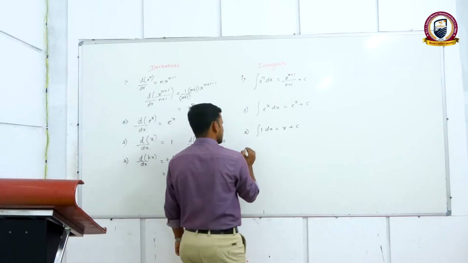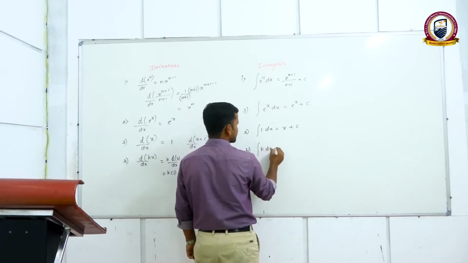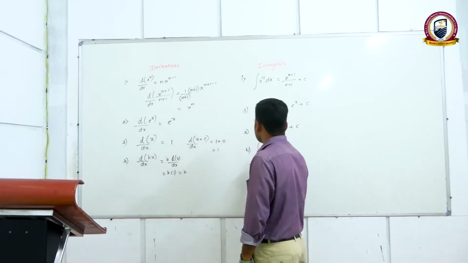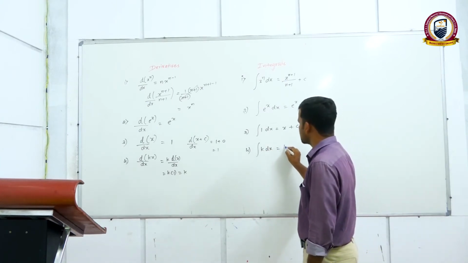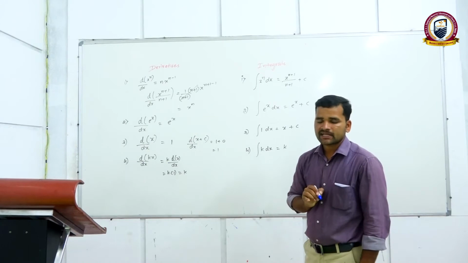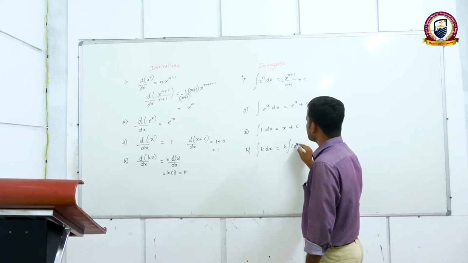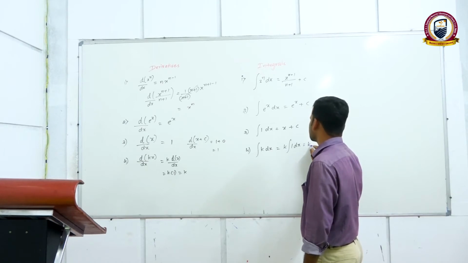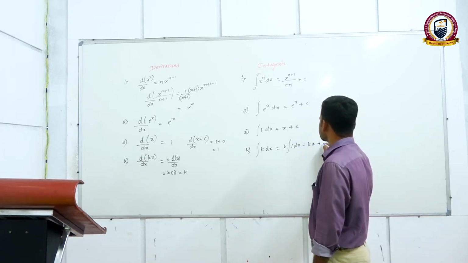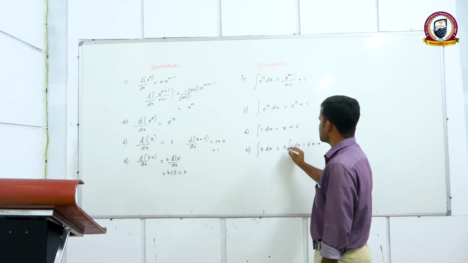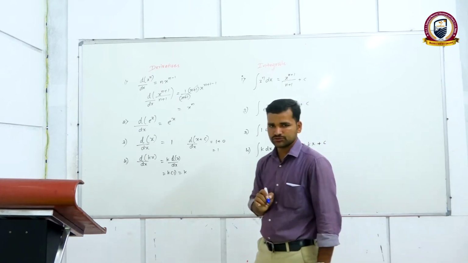Means, suppose I have integration of k with respect to x. What we write? Integration of k with respect to x, k is a constant, I can write out of the integral. K into integration of 1 with respect to x. That is nothing but k into integration of 1, which is x. Integration of 1 is x. K into x plus c. Integration is completed. Plus c you should put.